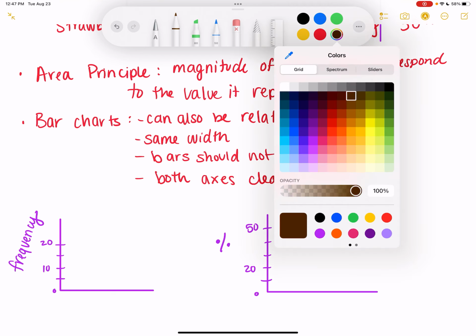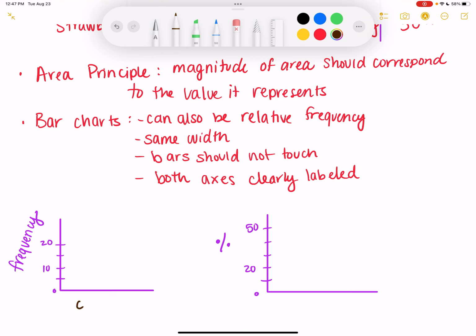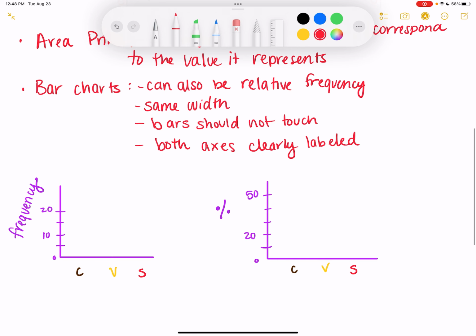And then we're going to do a bar for chocolate on each one, for vanilla, and for strawberry. Okay, and we don't want the bars to touch. Now I'm not gonna get a ruler out and make sure that they're the exact same every time, okay, but they need to at least be relatively similar.